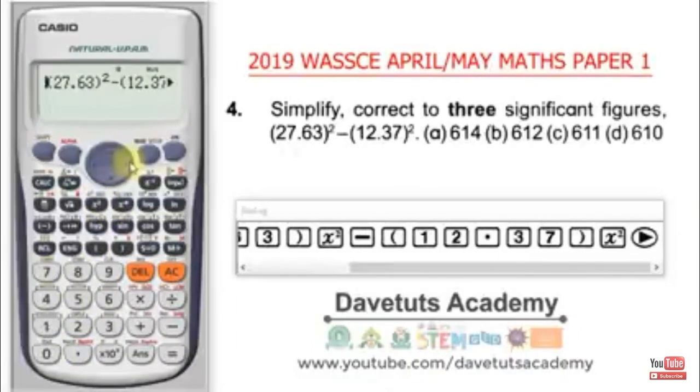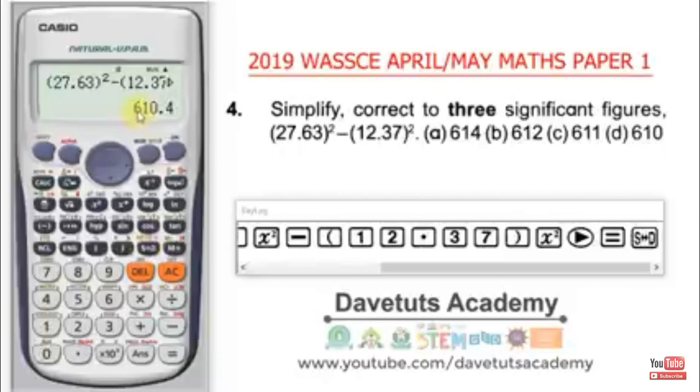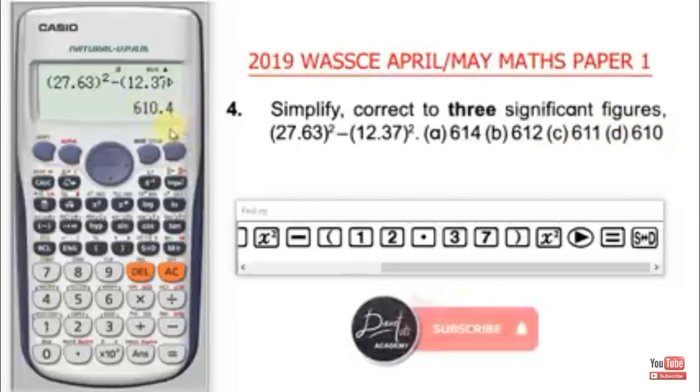So checking to confirm that there is no mistake, you can just press the equal to sign, and we can see here it is being expressed as a fraction. To convert to decimal, we use the standard to decimal button, and if I press that, you can see this is 610.4. But we are asked to get that correct to 3 significant figures, and looking at all these options, we can see that option D, 610, is what we get when we round 610.4 to 3 significant figures. 4 will be rounded down to 0, and adding that to 0, 0 plus 0 is 0. So we have 610, and option D is the correct answer.